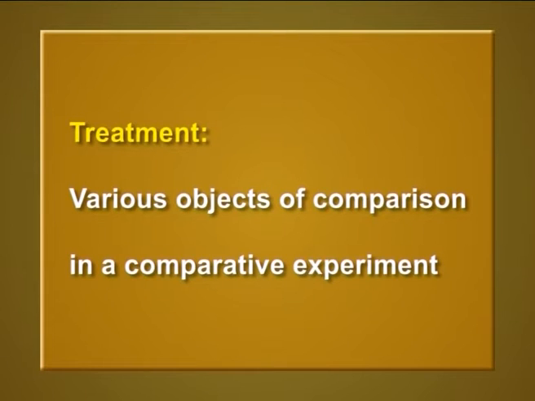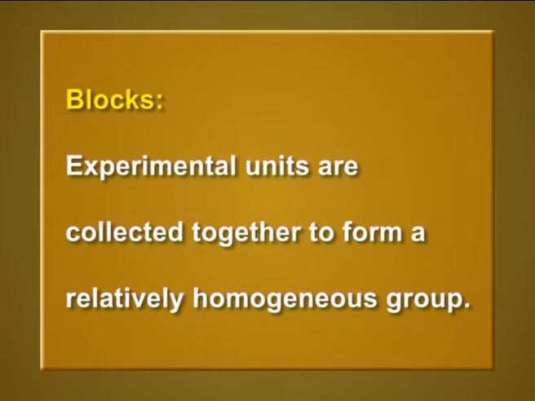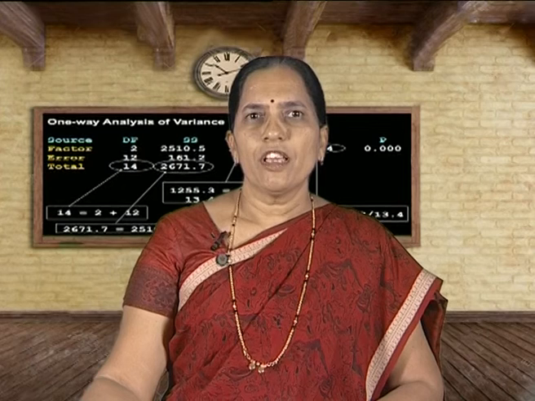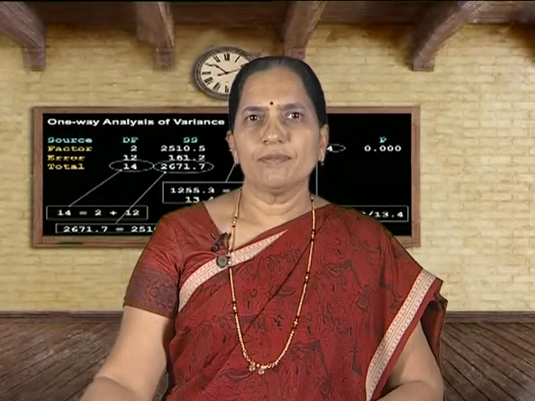Treatment. Various objects of comparison in a comparative experiment are called treatments. For example, in an agricultural experiment, different fertilizers or different varieties of crop are treatments. Blocks. Experimental units are collected together to form a relatively homogeneous group. This group is called a block. A block is also a replicate in designs of experiment.